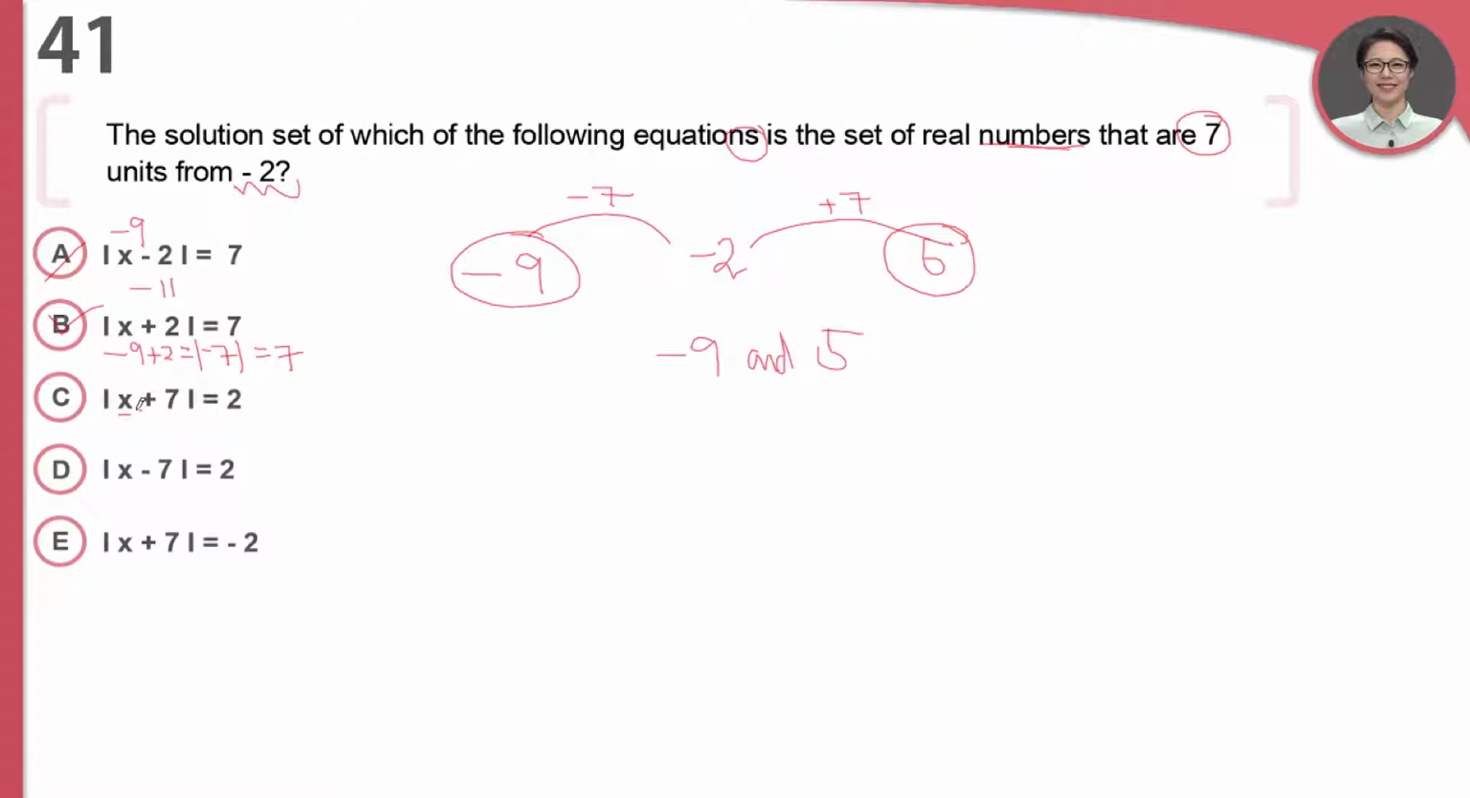What about -9 here? -9 plus 7, that's -2, but we have absolute value, so that should be 2, not -2. What if you put 5? 5 plus 7, that's 12 instead of 2, so that's not the answer. -9 minus 7, that's -16, nope. So E is not the answer, so yes, B is the answer.